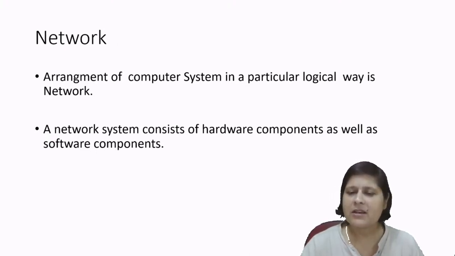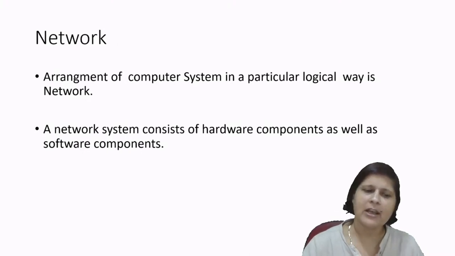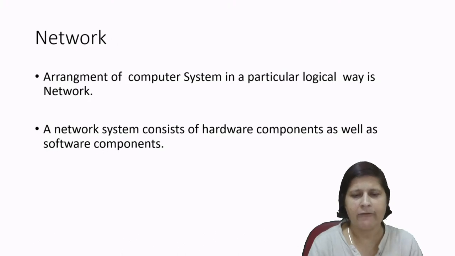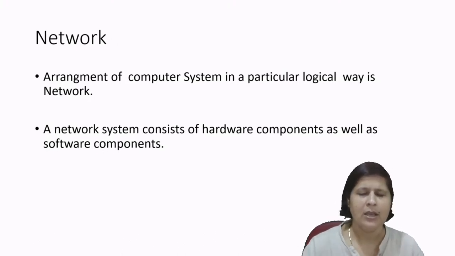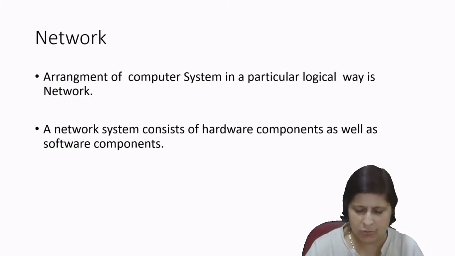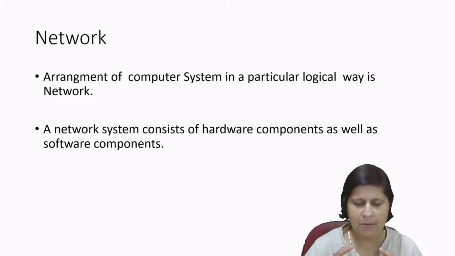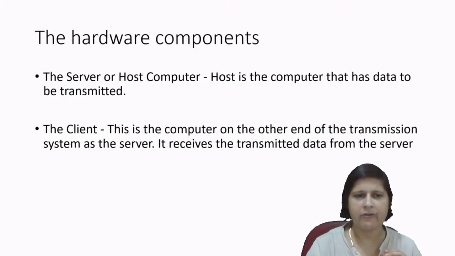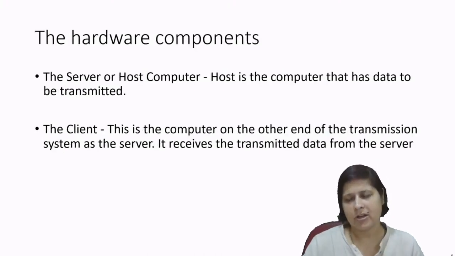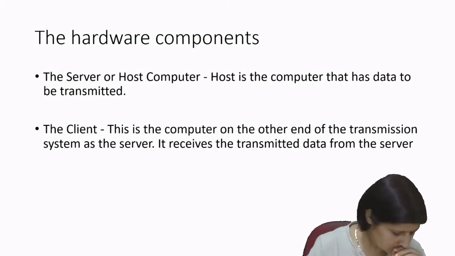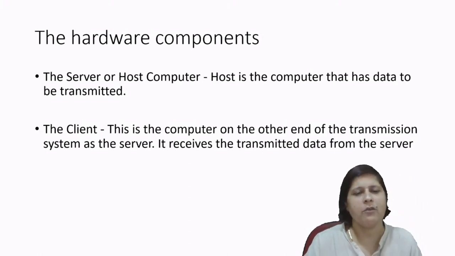A network may consist of hardware components as well as software components. It doesn't only mean the hardware component, it also includes the software component. So arrangement of computer systems in a particular logical way is known as a network, and the network system consists of hardware as well as software components. The hardware components of networks. What all are the hardware components of the network? What all do we need?